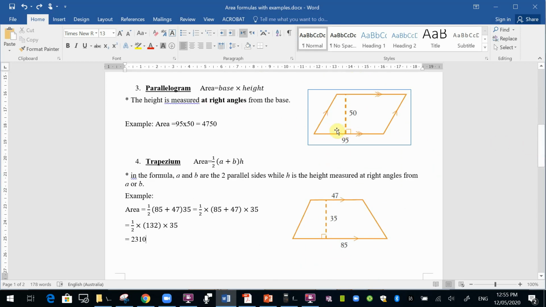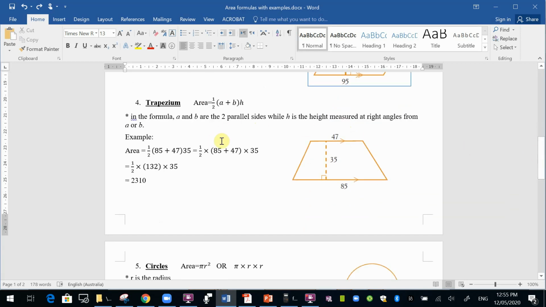Parallelogram, parallel sides, we need again a height, because that's the formula. Base times the height, and again the height is measured at right angles from the base. So 95 times 50 for this example gives you 4750. So a parallelogram, find the right angle height, and then just multiply that times the base.